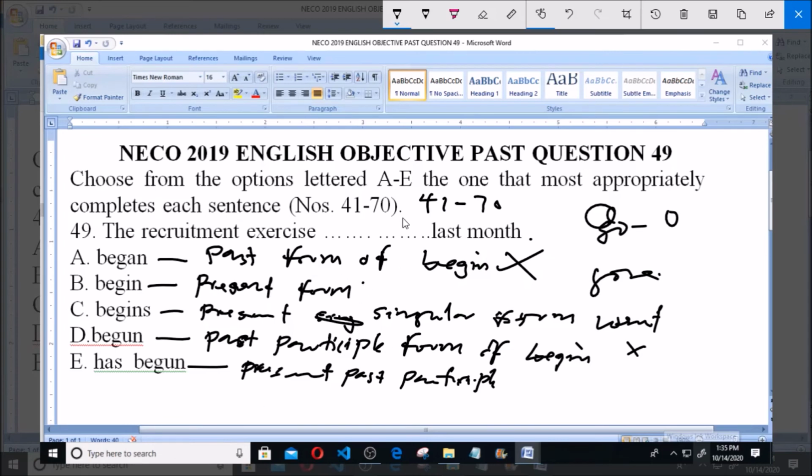So our correct option here is option E, has begun, because the action of begin by the analysis of this statement has not been completed. So we cannot say the recruitment exercise began last month. So it is not what people say outside that matters in grammar. No, it is what the standard or the rule of grammar says that matters.